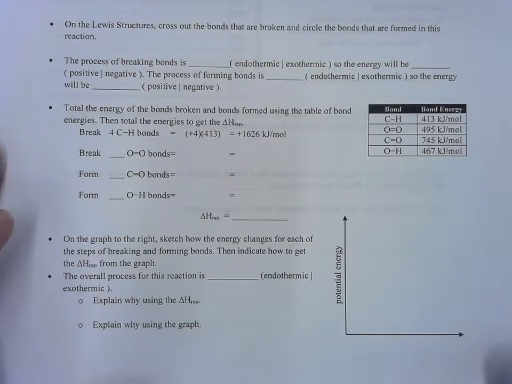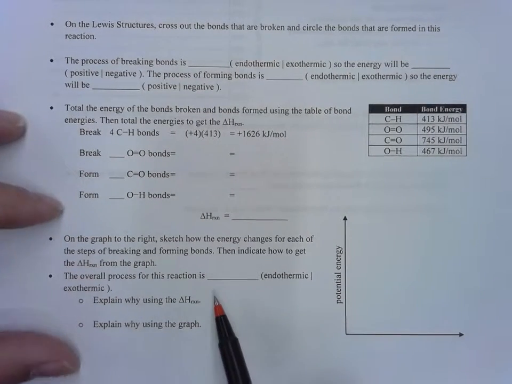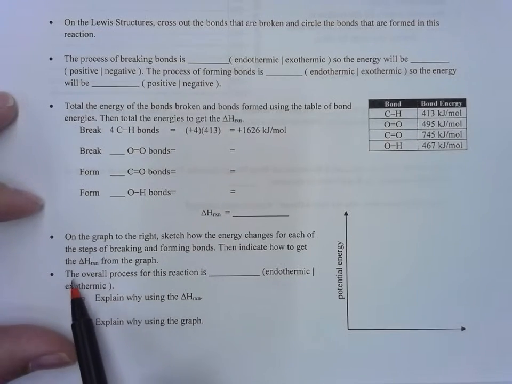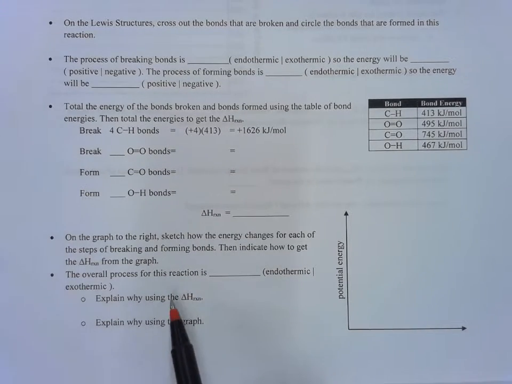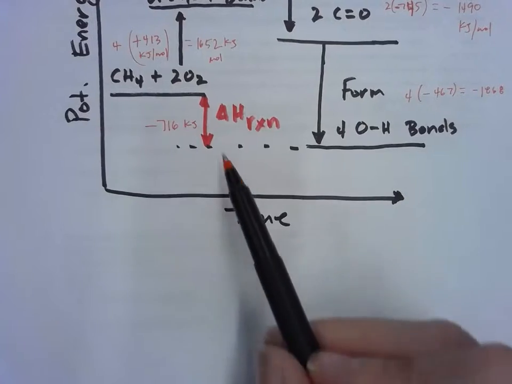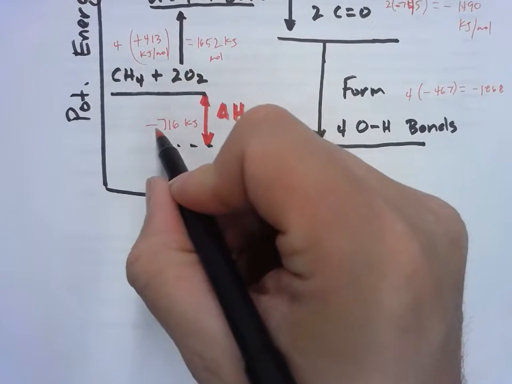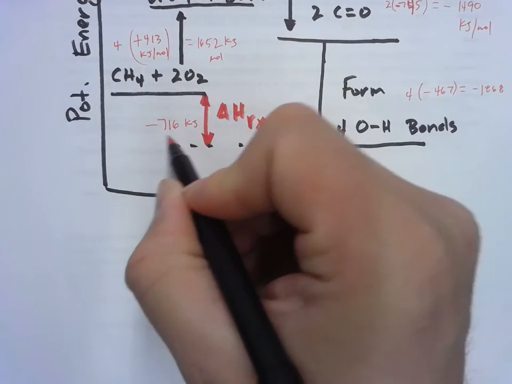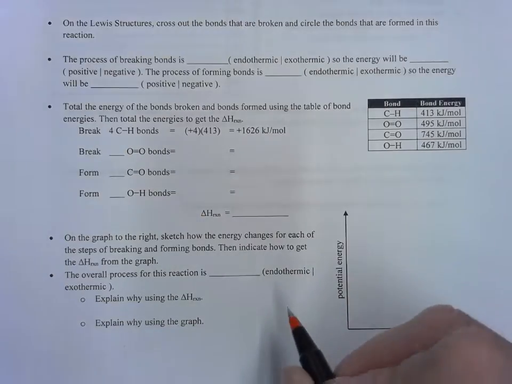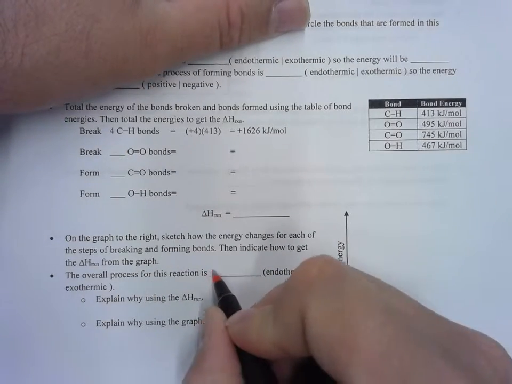Okay, this is notes 11.1 part 3. In the last video I forgot to add this in here. So the overall process for this reaction that we just did, it's negative. That's our delta H. It's negative, and it's exothermic.